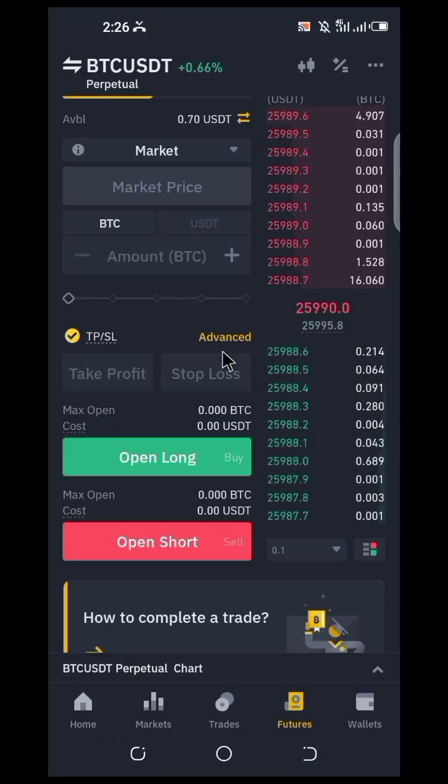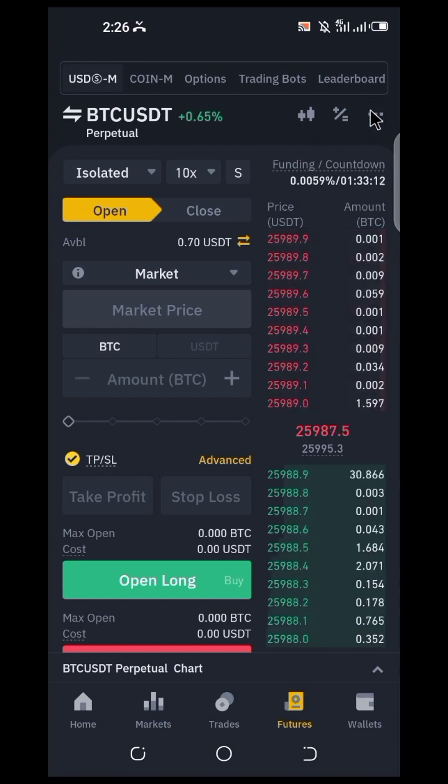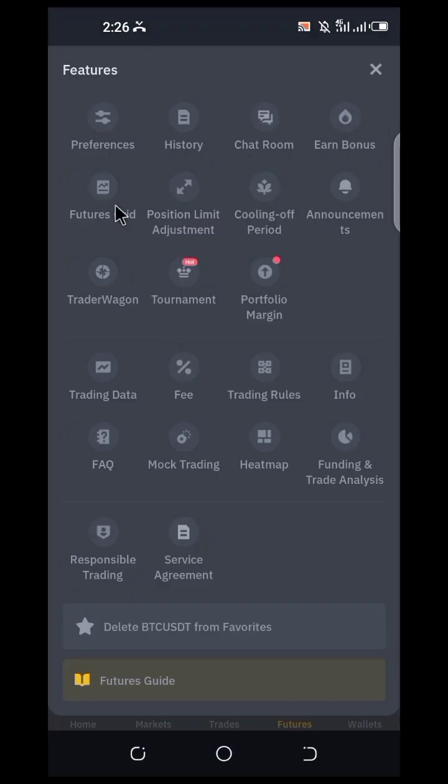Okay, so I think the next thing, I've not explained this. So this actually allows you to do multiple or additional settings. When you click on it, we have a lot of options. You have the preference, you have the history, you have the chat room, you have the bonus, but the most important thing is the preference. So let me quickly take you through the preference.